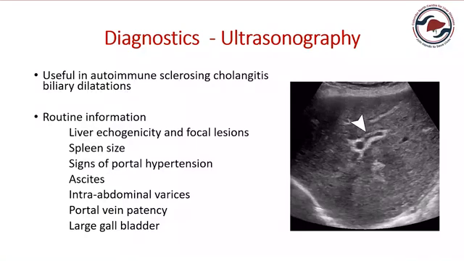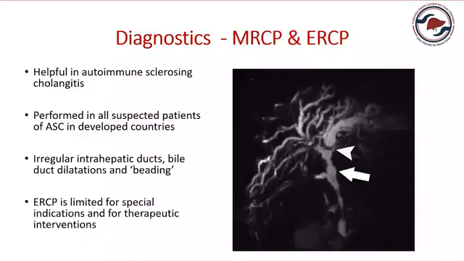The next modality of imaging is MRCP. So MRCP is very important and it's very useful. The problem is it's sometimes not freely available. The child needs to go through anesthesia. So those are the challenges we have. But in developed countries, they do couple MRCP with all the cases suspected to have sclerosing cholangitis.